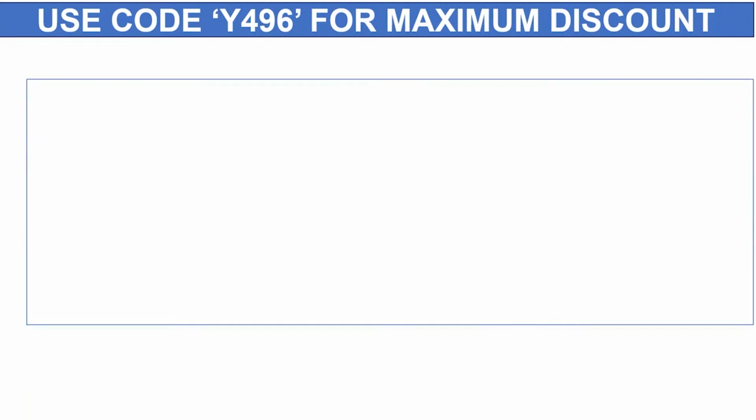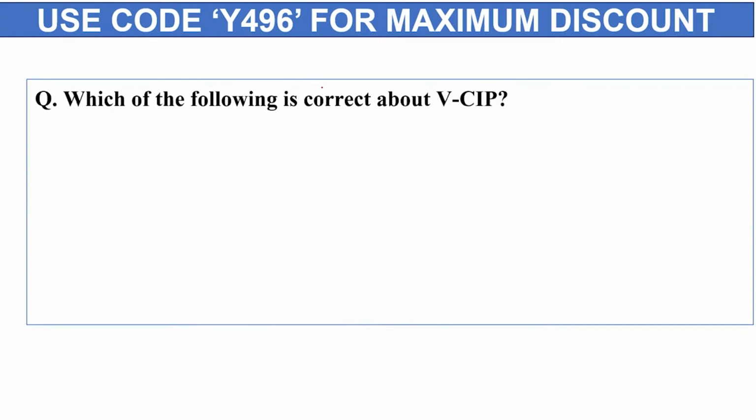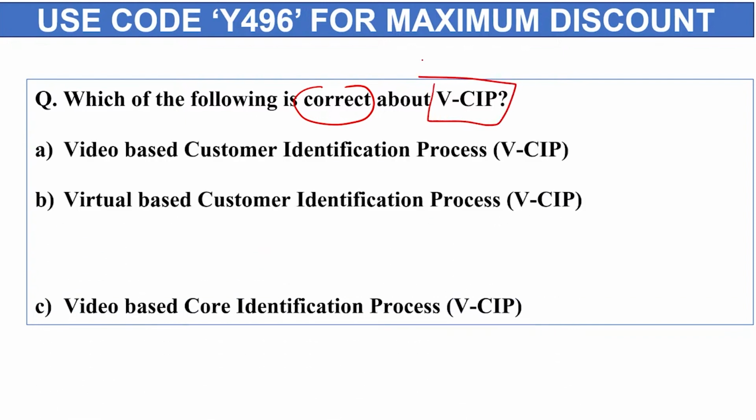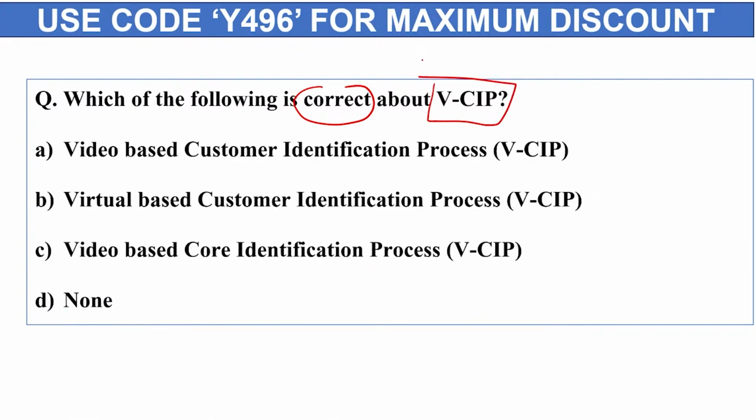Okay, next. Which of the following is correct about VCIP? What is VCIP? Video based customer identification process, virtual based customer identification process, video based core identification process. One of these. Customer identification process is a process in which you verify the customer and decide whether the account of the customer should be opened. That is known as VCIP. Now, is it virtual, video, or core? What will be right here?